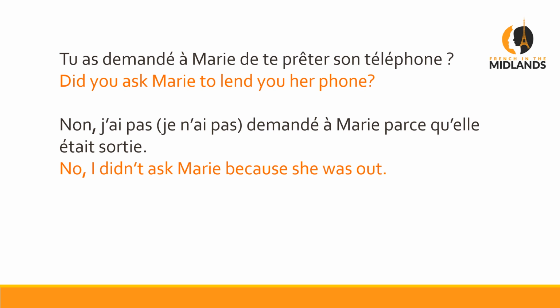By the way, if you by mistake forget the à in that first and second sentence, tu as demandé Marie will be you asked for Marie. Okay, by default, if you don't have the à, it's to ask for. So that's not exactly what you want to say here. Be very careful with that.